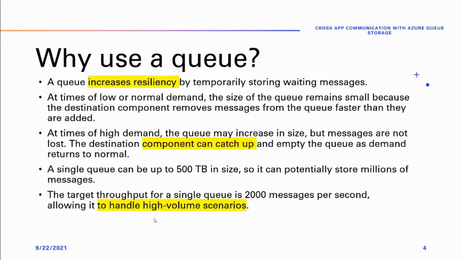And at times of high demand, the queue may increase in size, but messages are not lost. The destination component can catch up and empty the queue as demand returns to normal, right? So its whole purpose is to scale up and down as needed.